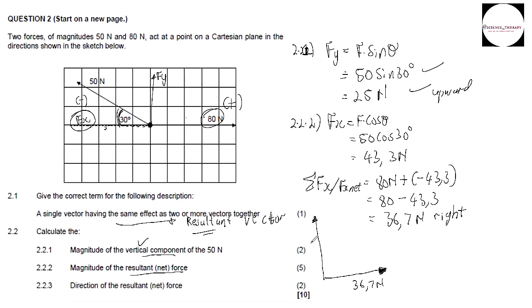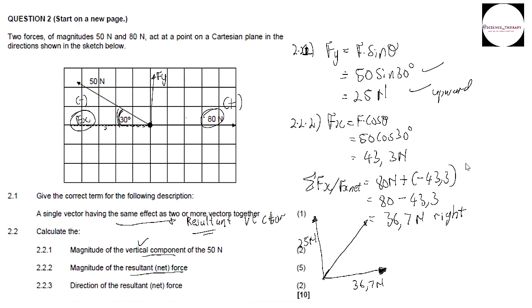And then it will be what? 25 Newton. So note that this is not drawn to scale. Obviously, the 36.7 should be larger than the 25 Newton. But that's not what we are all about here. Then, to indicate the parallelogram method, we know that we simply put our resultant there.